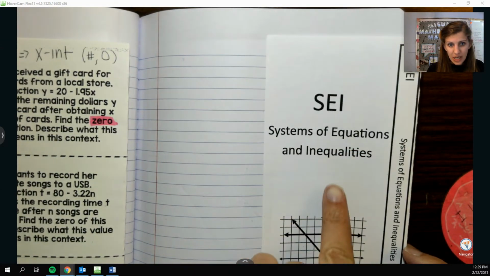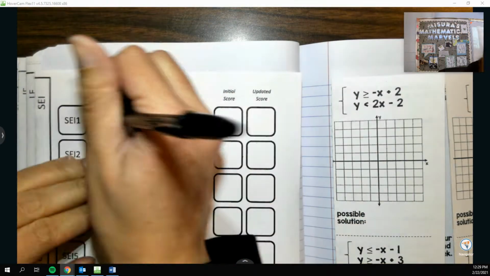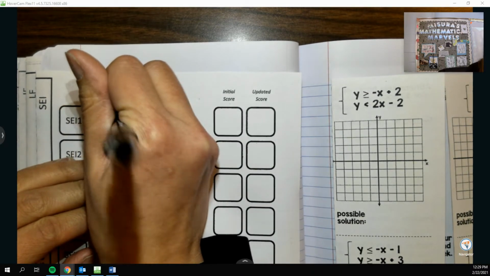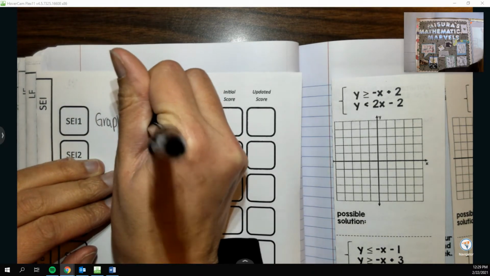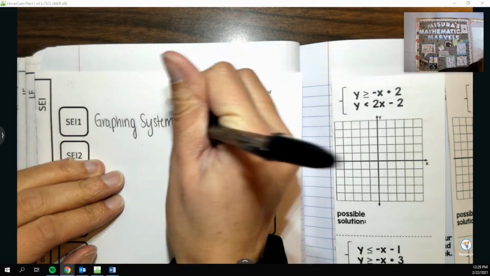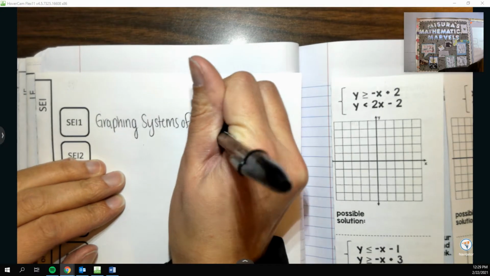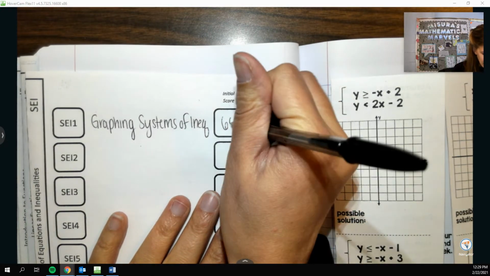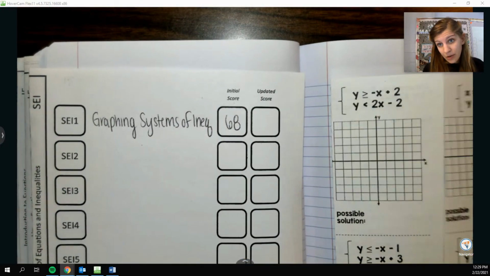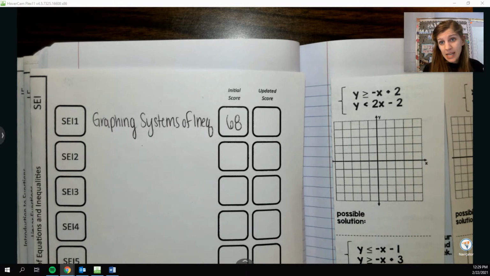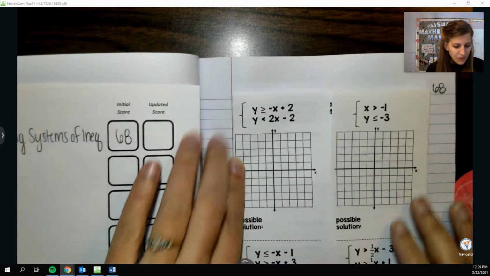All right, guys, this is our brand new chapter, Systems of Equations and Inequalities. In our table of contents, the first thing we're going to talk about is graphing systems of inequalities. We're going to do that on page 68, or if you're looking at your packet, this is the very last page in the packet. I'm pretty sure. Let me just double check. Yes, very last page.